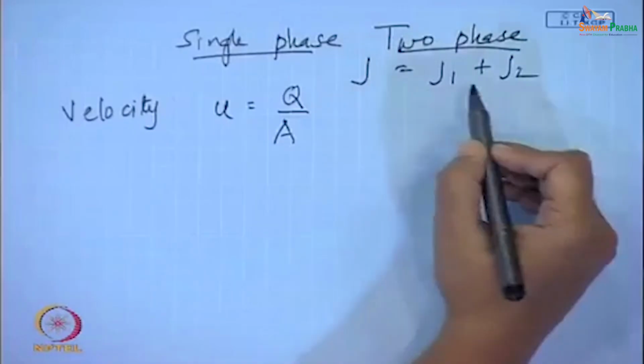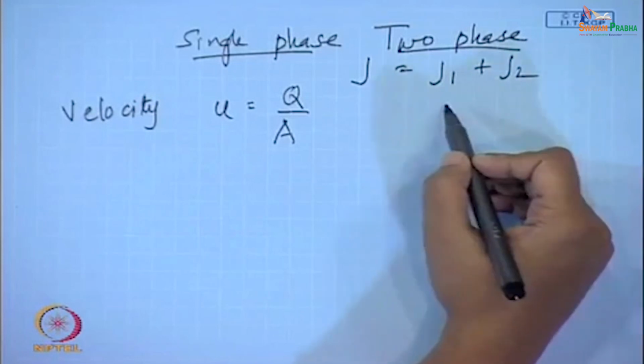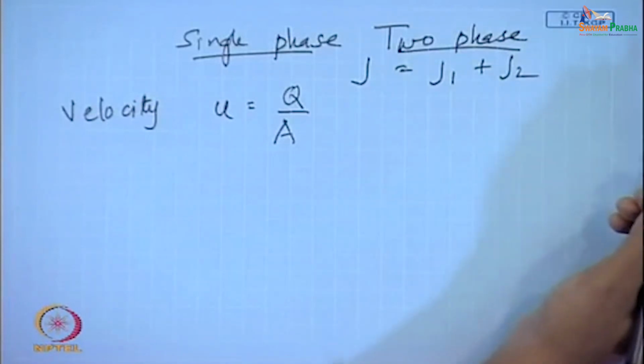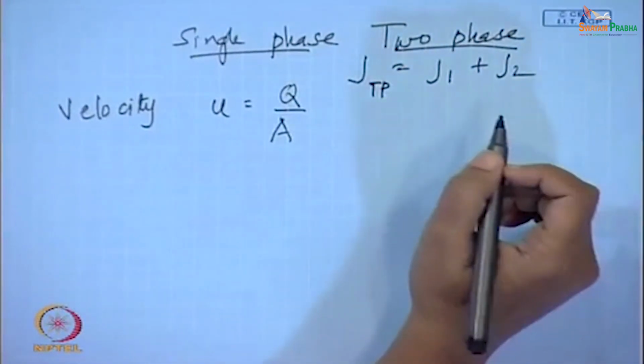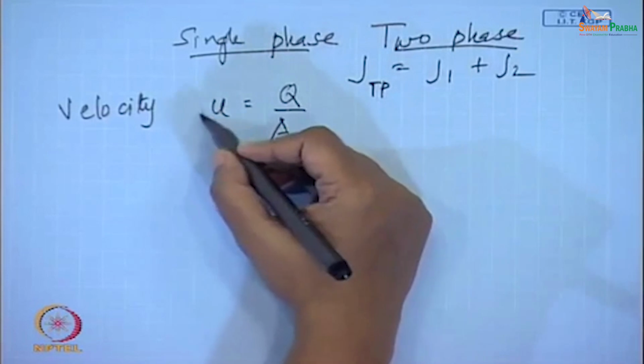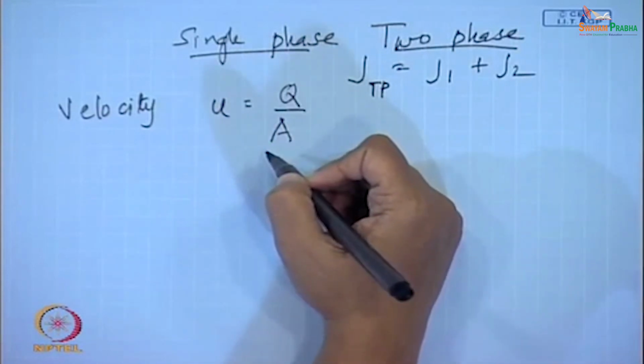Here it was J equals J 1 plus J 2, they will be having J 1 plus J 2 plus J 3. Interfacial, instead of one interface, you will be having two interfaces. Maybe J, sorry, very sorry, it is JTP, very true. Okay. So, therefore, here we have velocity equals to Q by A.